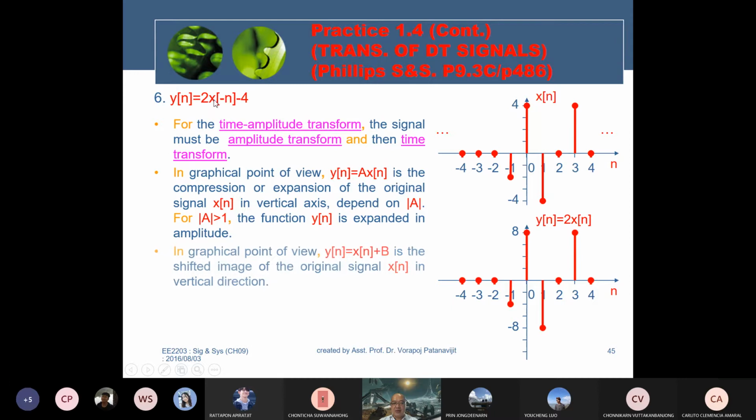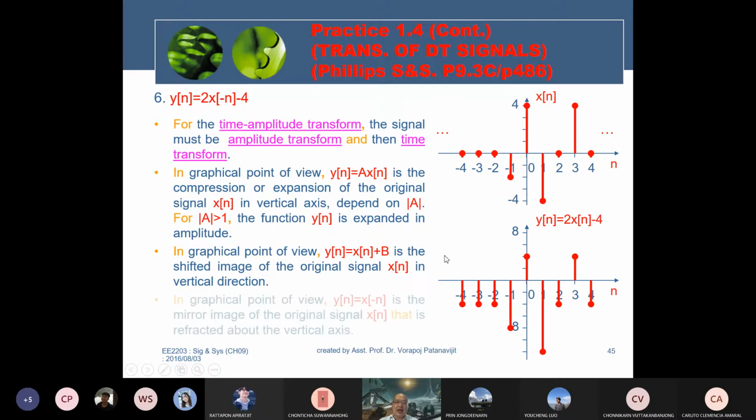Next, you proceed with another amplitude transform, amplitude shifting. From the graphical point of view, yn equal to xn plus b, in this case b equals minus 4. Therefore, you shift the image of the original in the vertical direction, shifting down, bringing the signal at every point down by 4. You can see that, and you redraw them. The last step is the time transform, the time reversal. From the graphical point of view, yn equal to x minus n is the mirror image of the original signal xn, that is, reflected about the vertical axis.